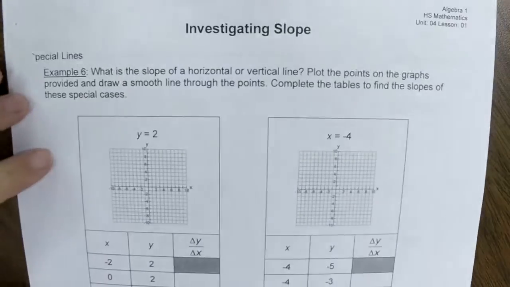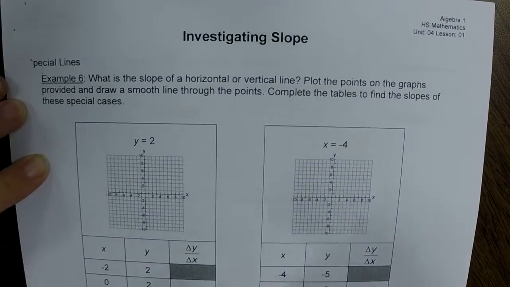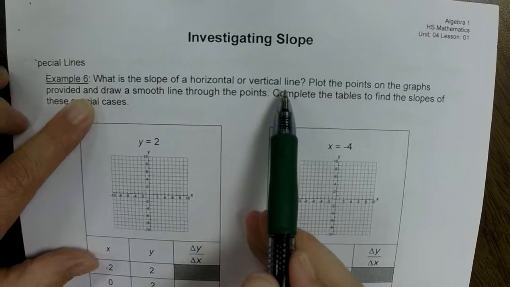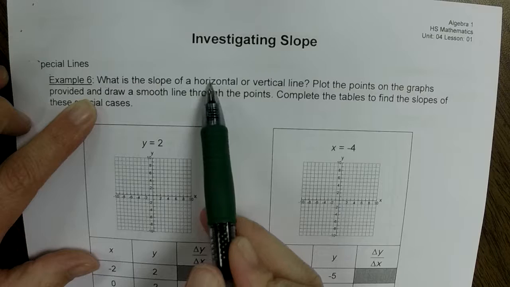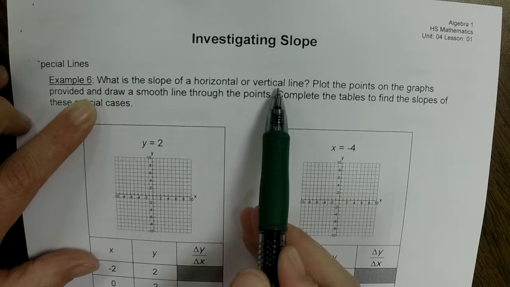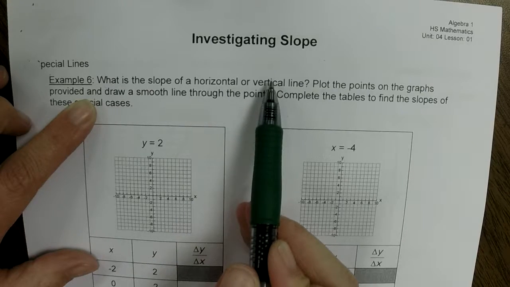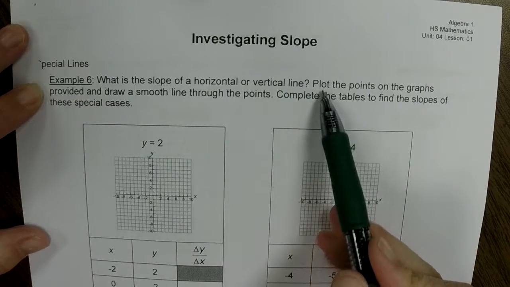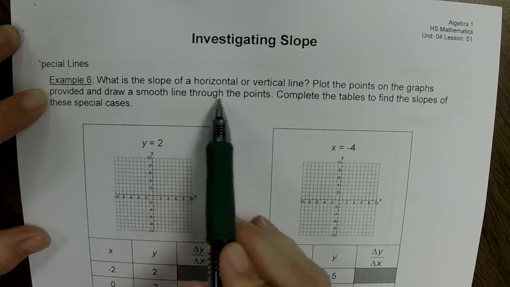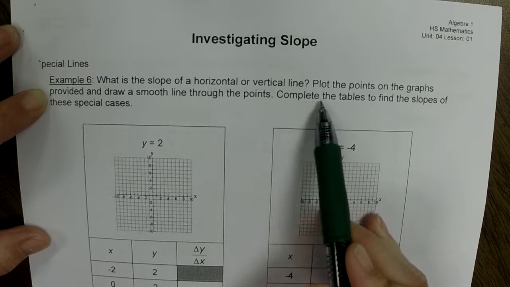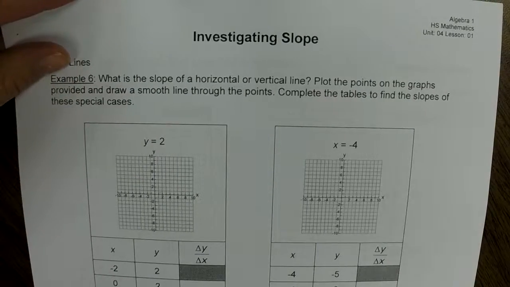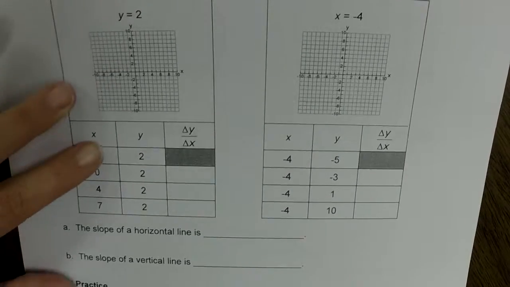So let's look at page 5. It says, what is the slope of a horizontal or a vertical line? You should already know the answer to that. We said horizontal should be 0. Vertical should be undefined. Those are 2 things you need to memorize and get into your head. It says, go ahead and plot the points on the graphs provided, draw a smooth line through the points, and then complete the table to find the slopes of those special cases. So we already know the answers, but now they're asking us to prove it.